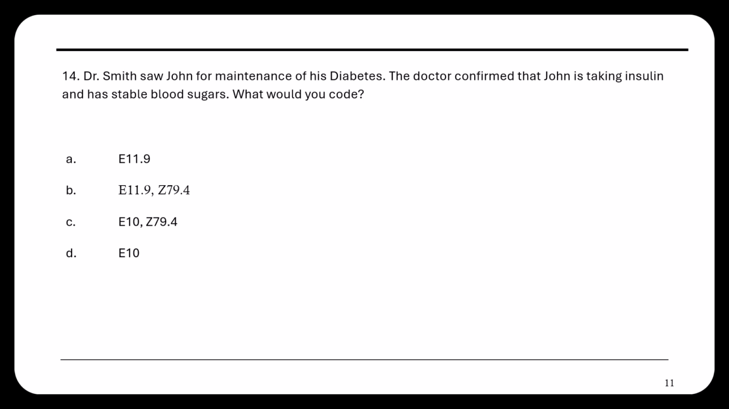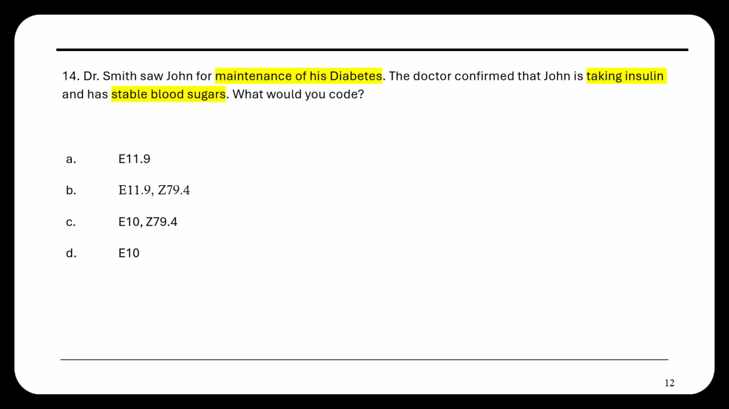If you go into your guidelines for the diabetes chapter, you're going to find that whenever the type of diabetes isn't mentioned, you default to type 2. Type 2, when you get right down to it, is the more prevalent form. Type 1, if you remember, is a total absence of insulin from the pancreas, and it normally affects children or young adults. So it's type 2. And if you go into the book, I can tell you that E10 is type 1 and E11 is type 2. So we have maintenance of diabetes, he's taking insulin, and he has stable blood sugars.